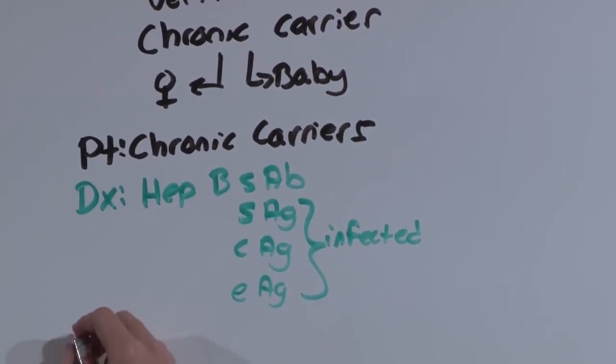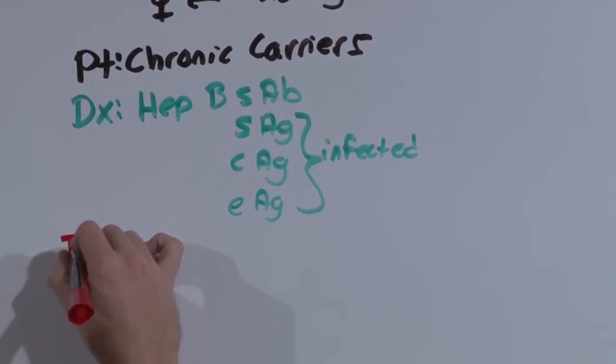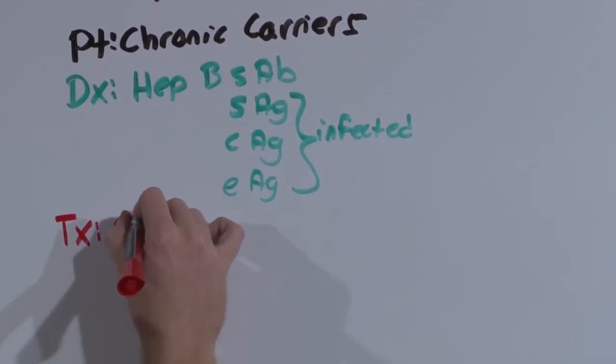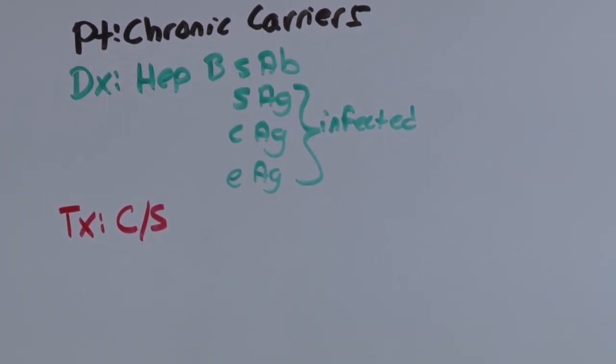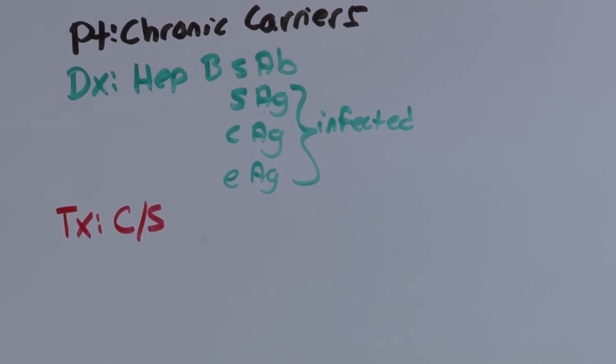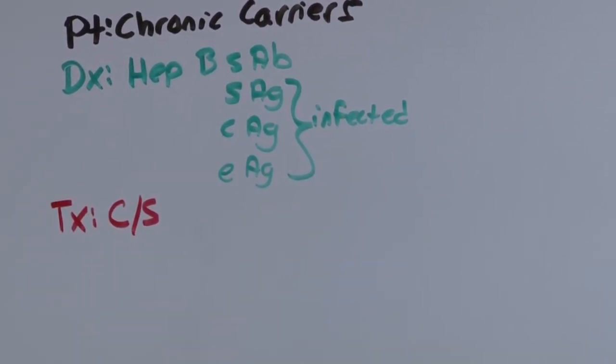The exposure to baby generally occurs in the birthing canal, so you avoid that exposure with C-section. But that's not good enough. You want to make sure baby has no virus in it as it's born.